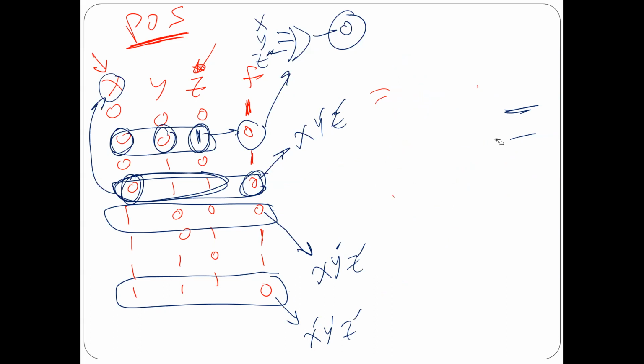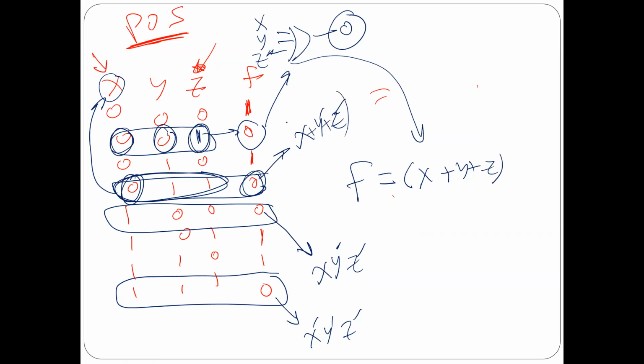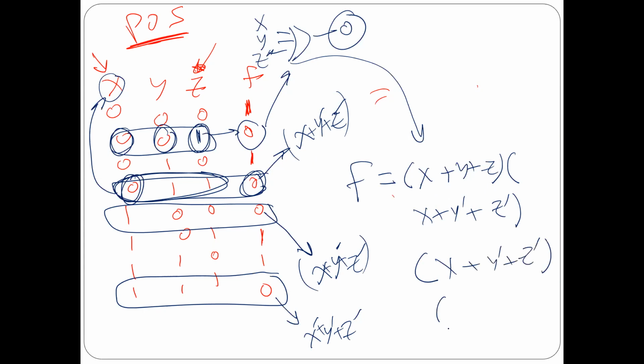So now the final F is equal to the first term, which is X or Y or Z. Oh, sorry, this is OR. I'm really sorry, because this is product of sum. All of them have to be OR. So now for the final, I'm going to take the first term here and, with the second term, which is X or Y prime or Z prime, and the next term X or Y prime or Z prime, and X prime or Y prime or Z prime.